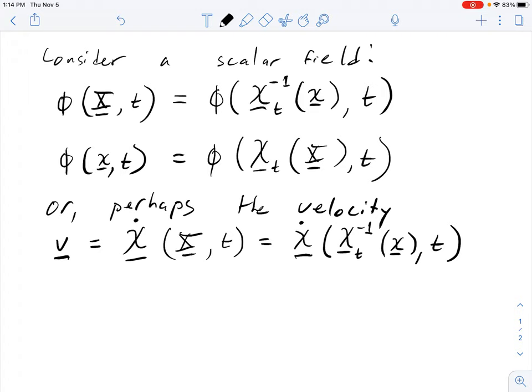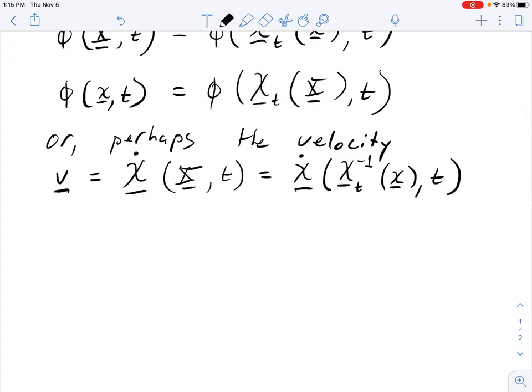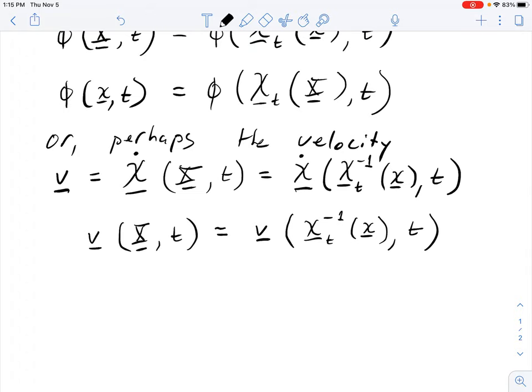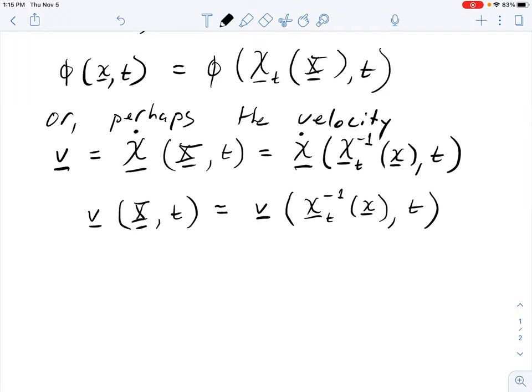Let me fix a little issue I got going on with my notes here. Okay, so in that case, we have that v of x in the reference configuration and t time is equal to v of the fixed time inverse of the deformation and a spatial point, and time. So in other words, it's the same thing as the scalar case. We can just identify the point in the spatial configuration with the corresponding point in the reference configuration under the deformation and vice versa.